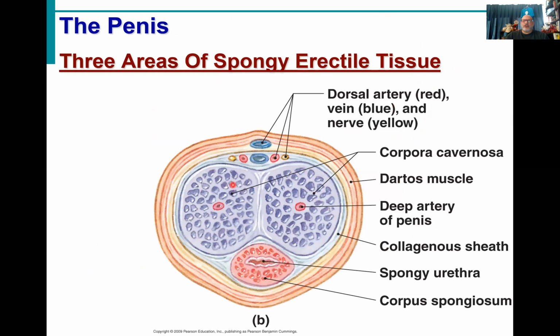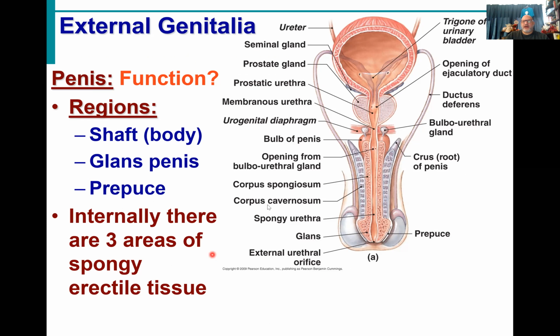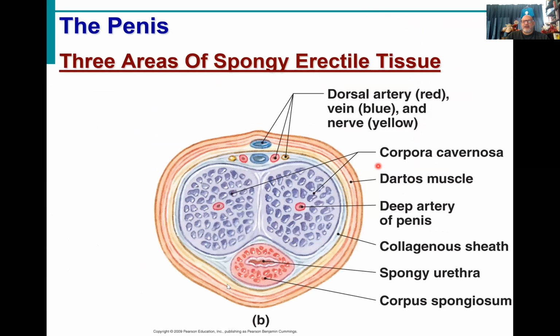Here we see it in a cross section, and so we again see the three areas of erectile tissue, but we also see the relationship to them as well. Let's go back. The corpus spongiosum, remember, has the two enlargements, the bulb and the glans. And as you can see from this illustration and on the next page, it surrounds the urethra. Why might it be important to have erectile tissue that surrounds the urethra?